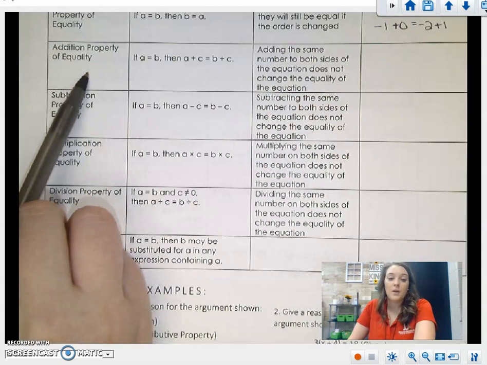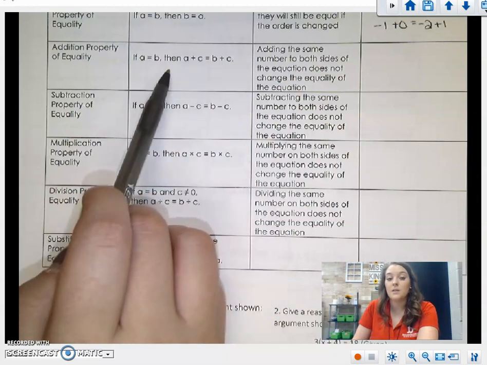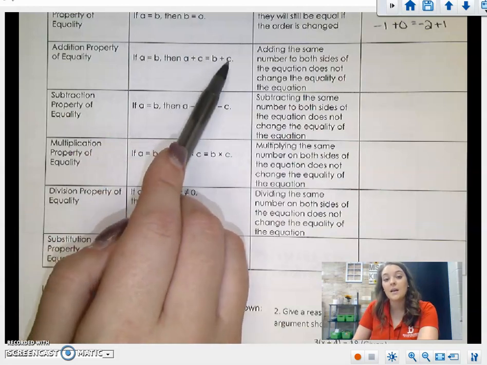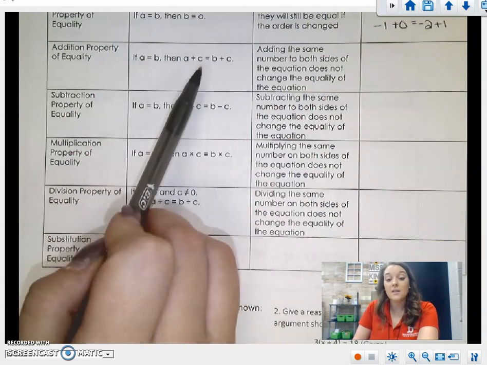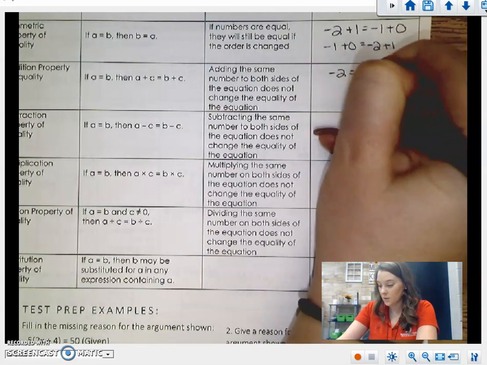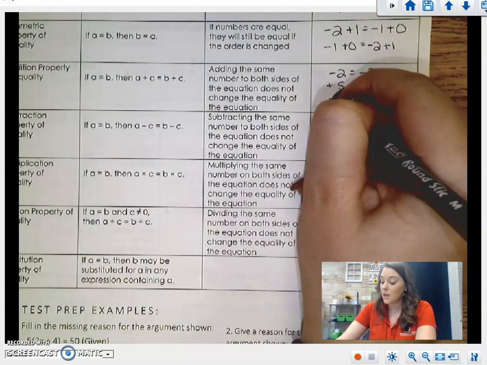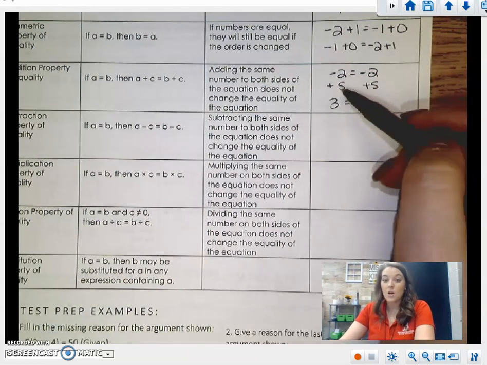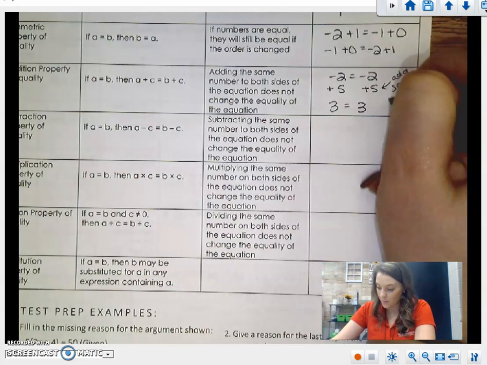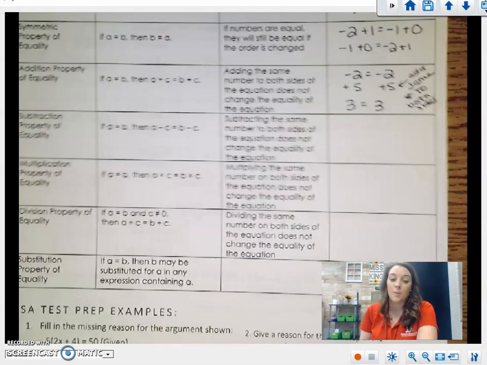The addition property of equality. So if A equals B, then A plus C equals B plus C. So if you add something to one side, you have to add it to the other. So on this equation, they added C to each side. So when you add the same number to both sides, your equation stays true. So if you had -2 equals -2, and you added 5 to both sides, then you would get 3 equals 3. So you have to add the same number to both sides. That's the addition property of equality.